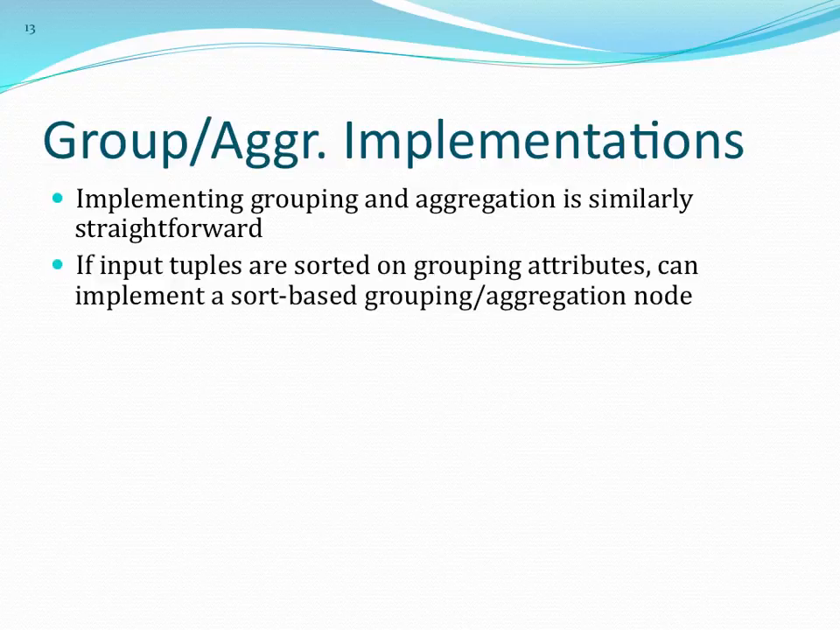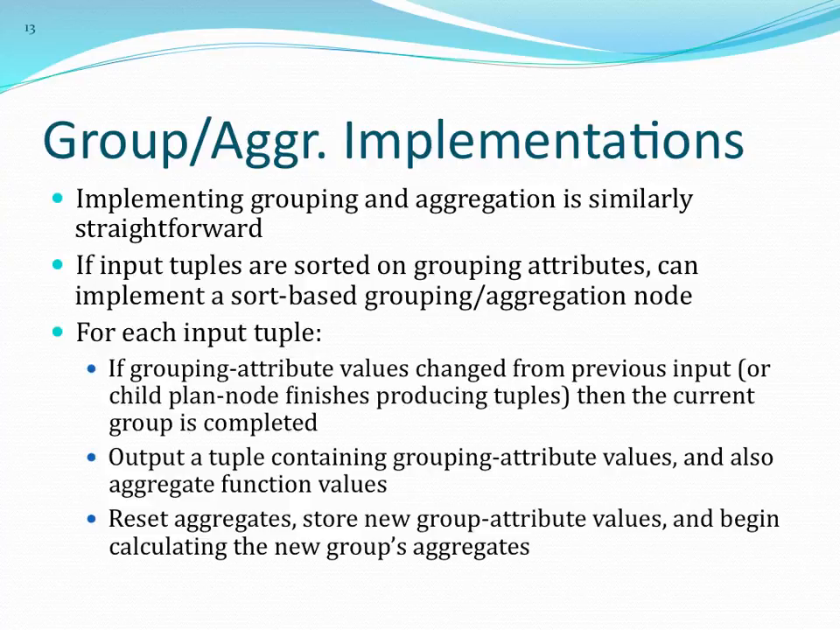If you have a situation where the input tuples are in sorted order based on the grouping attributes, then you can implement grouping and aggregation with sorting. And this is the most resource efficient way of doing it, because you know that all the tuples that fall into a particular group are all next to each other. And you can just traverse the tuples in order and generate each group in sequence. This turns out to be a non-blocking grouping and aggregation operation.